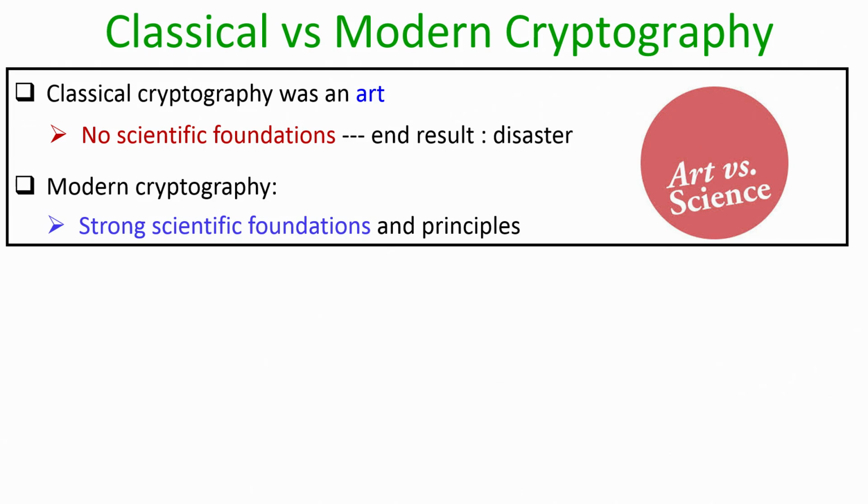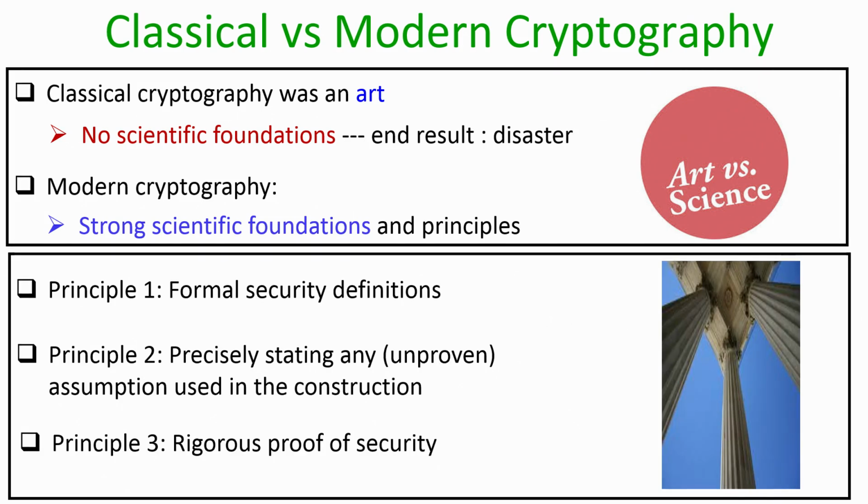That brings us to the difference between classical and modern cryptography. Classical cryptography was not a science, it was mostly an art, because there were no scientific foundations, no proper definitions, and no mathematical security proofs, and as a result the end result was disastrous. Whereas modern cryptography is a science, based on strong scientific foundations and principles.